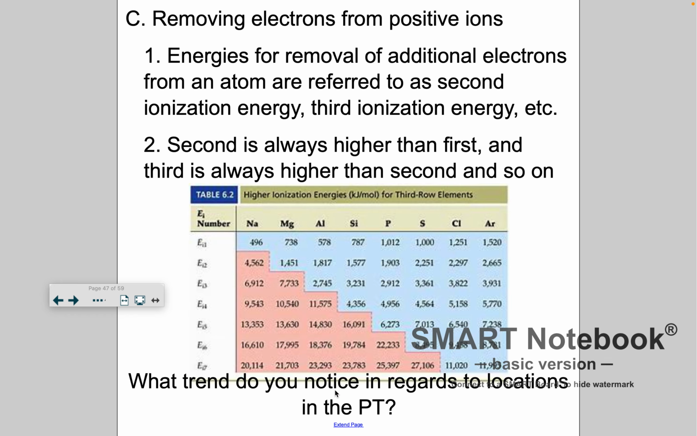Okay, so it says, what trend do you notice in regards to locations in the periodic table? Is that as you move across the period, it increases.